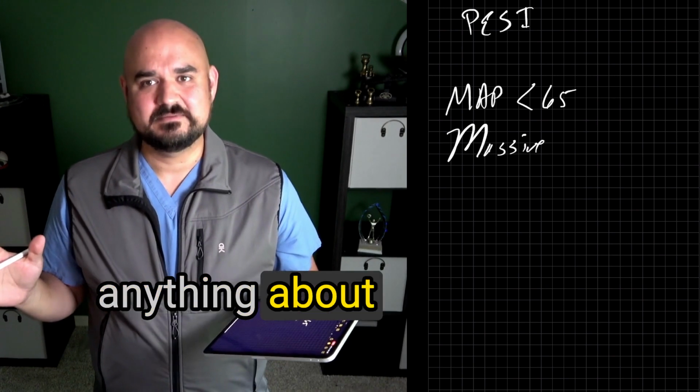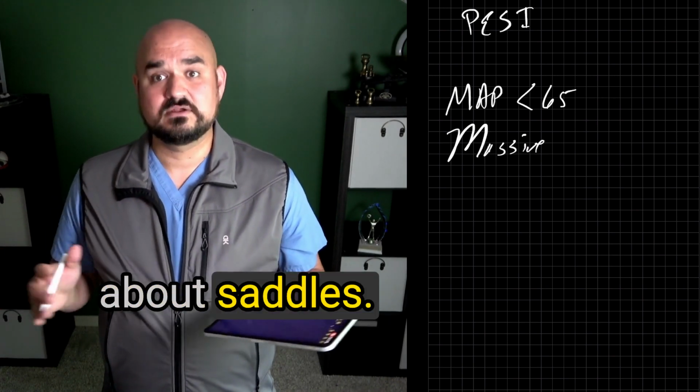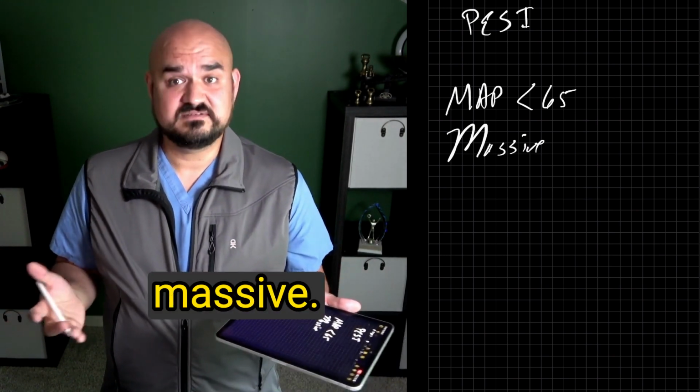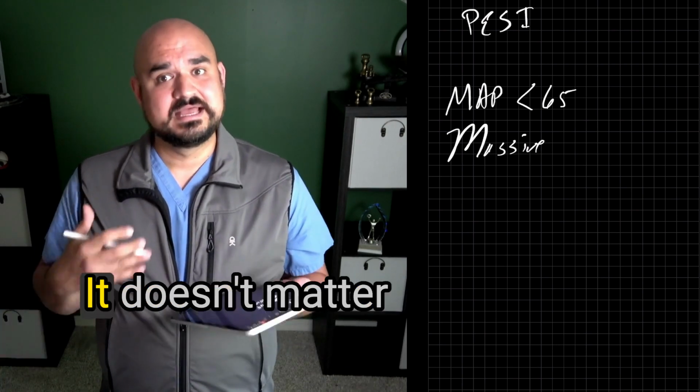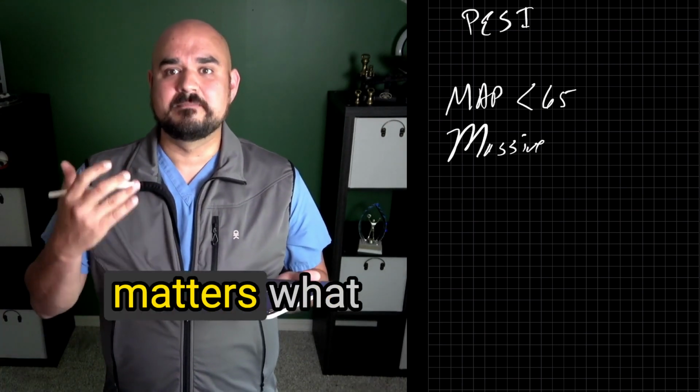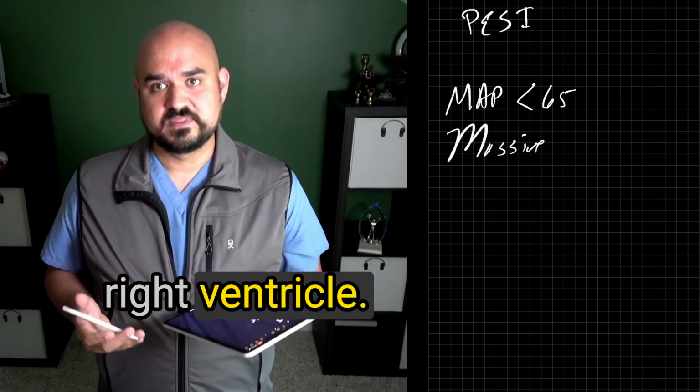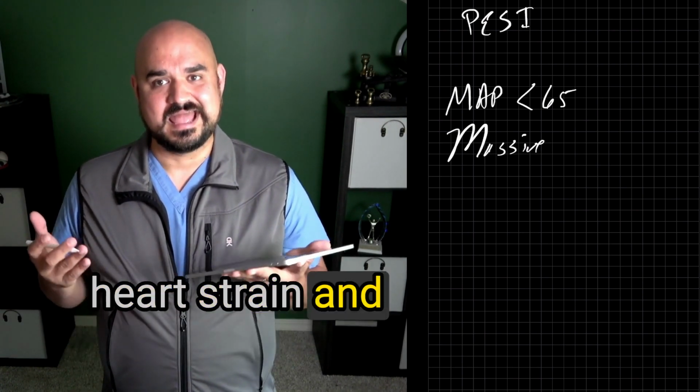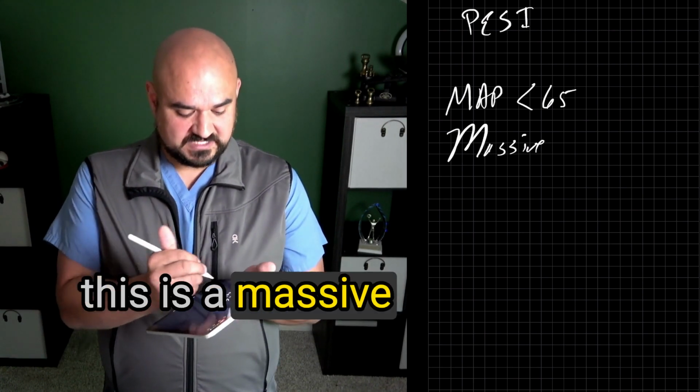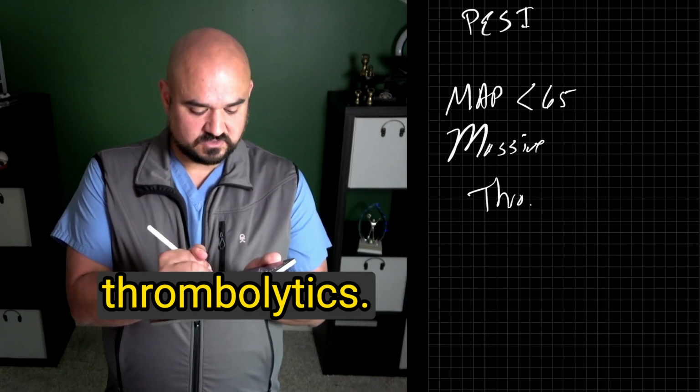Notice I didn't say anything about the clot burden. I'm not talking about saddles. Sometimes saddles are massive, sometimes saddles are non-massive. It doesn't matter what the clot burden is, it matters what it's doing to the right ventricle. If you have right heart strain and you're hypotensive, this is a massive PE and this needs thrombolytics.